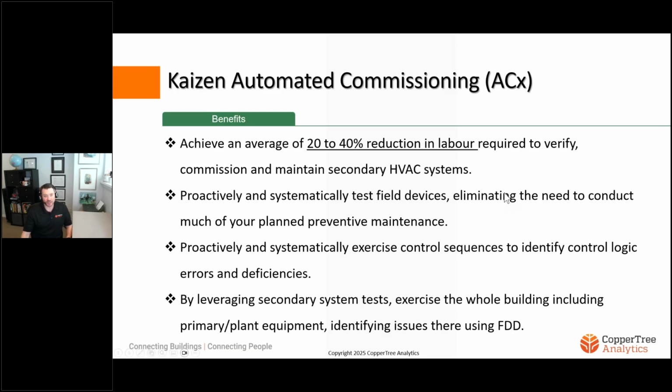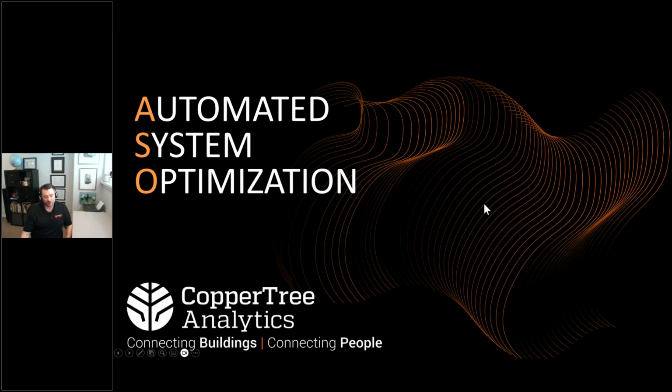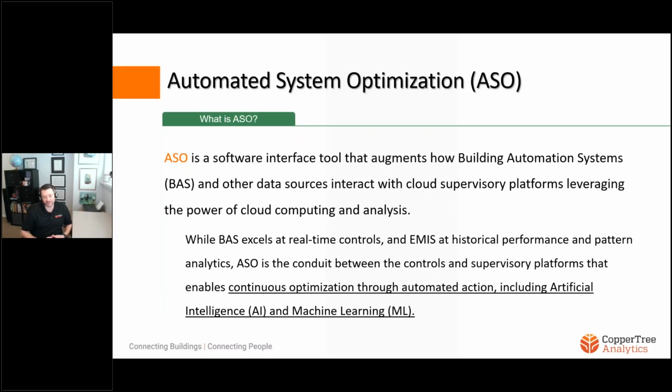So ACX is a big part of the evolution of where we're heading, and ASO being the next main topic for today's presentation. And ASO is quite exciting too. ASO is a software interface that augments how building automation systems interact with cloud platforms.